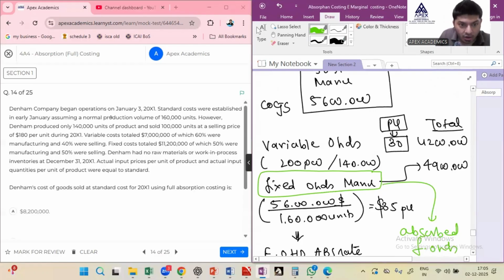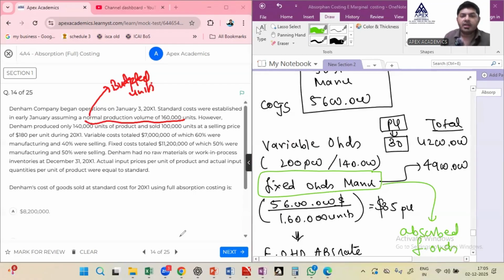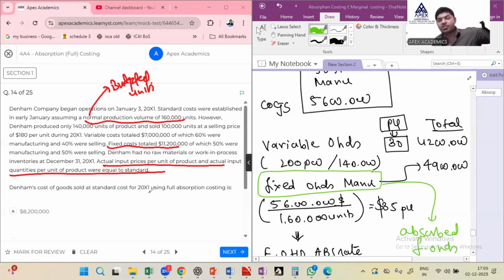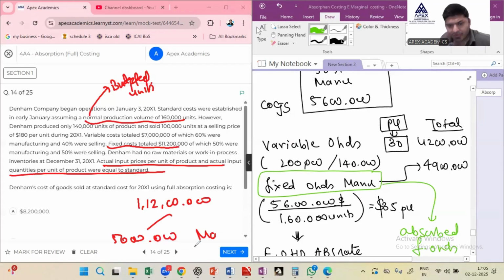Please try to understand, normal production volume is nothing but your budgeted units, and your fixed cost total is given to you. It is given that actual input prices and actual input quantities are equal to standard. Meaning the fixed cost was the standard fixed cost. You wanted your total fixed cost to be 1 crore 12 lakh. Out of this, 50%, that is 56 lakh, caters to manufacturing.